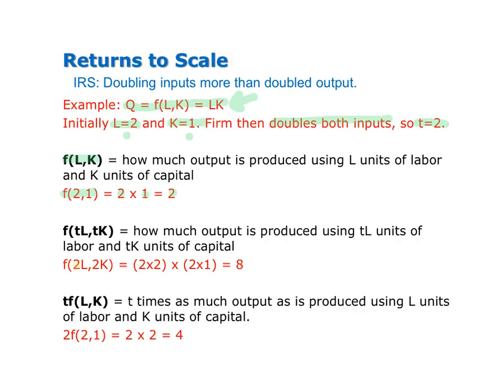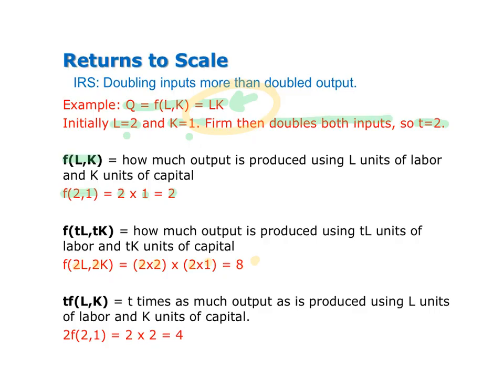So we're going to double the amount of labor, we're going to double the amount of capital, and we're going to look at what output is produced. So we've got 2 times the original 2 workers, and we've got 2 times the original 1 unit of capital. And according to our production function, 2 times 2 times 2 times 1 is 8. So in this scenario, when both inputs are doubled, output equals 8.